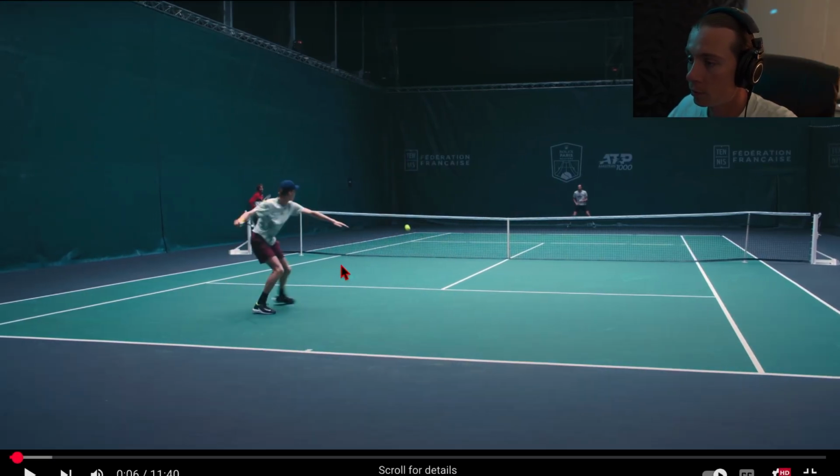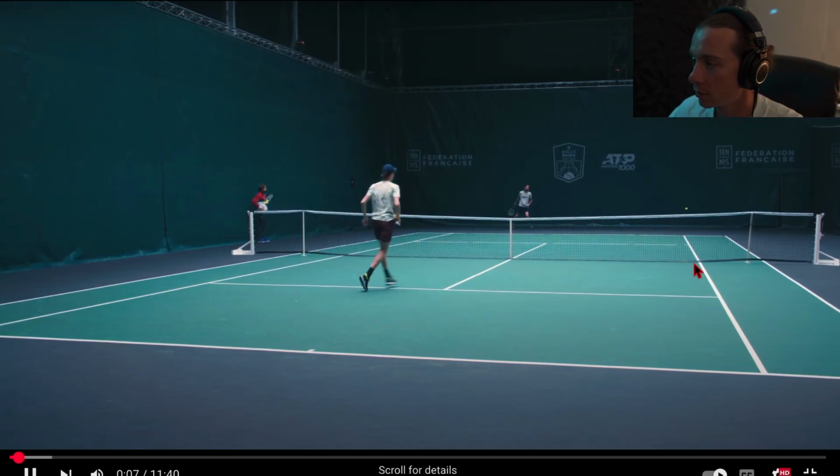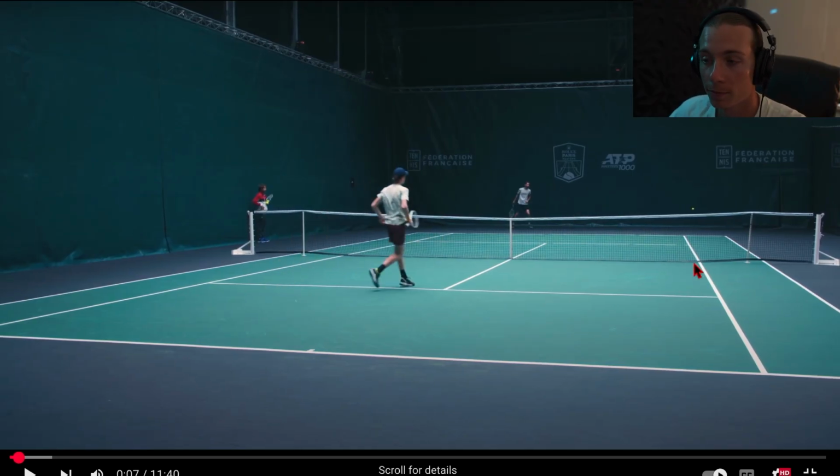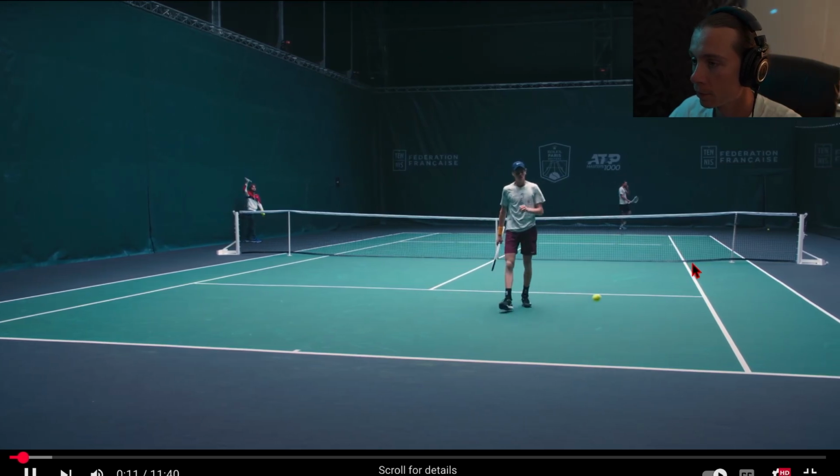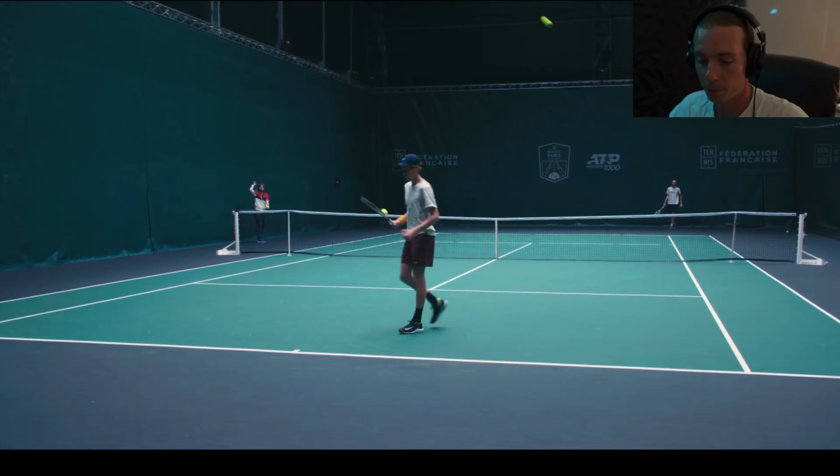Short ball, he's on the backhand side. He ran around his backhand, so he can either go inside out, cross court, if he thinks he can hit a winner. If it's not abundantly clear he can do that, he should go inside in down the line here. Let's see what he does. He went for a winner. Good decision there.